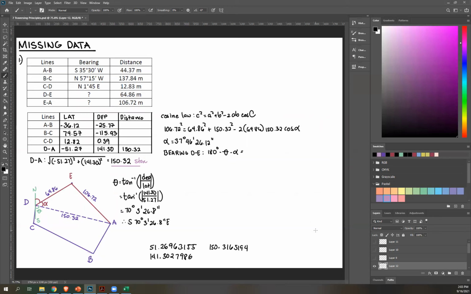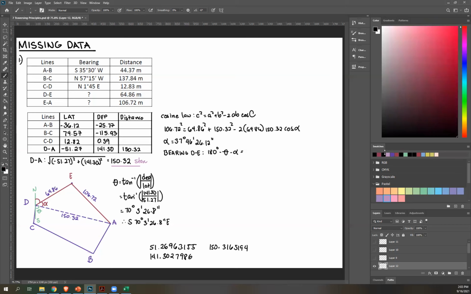Ma'am, bakit hindi pwede alpha mismo ang bearing ng DE? Because alpha is not from the north-south line. Bearing is always from the north or south line. So I need an angle in reference to that. And this is what I'm trying to get.